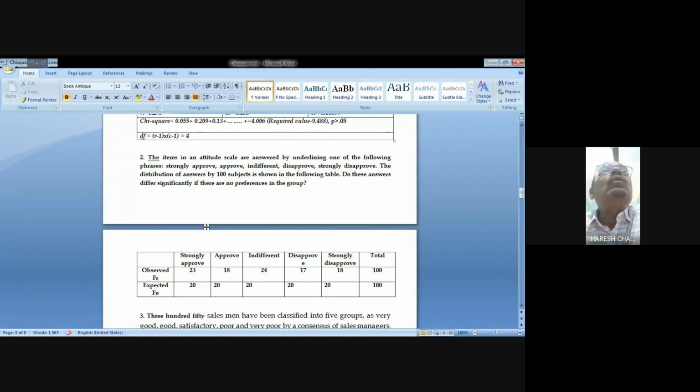Now, do these answers differ significantly if there are no preferences in the group?